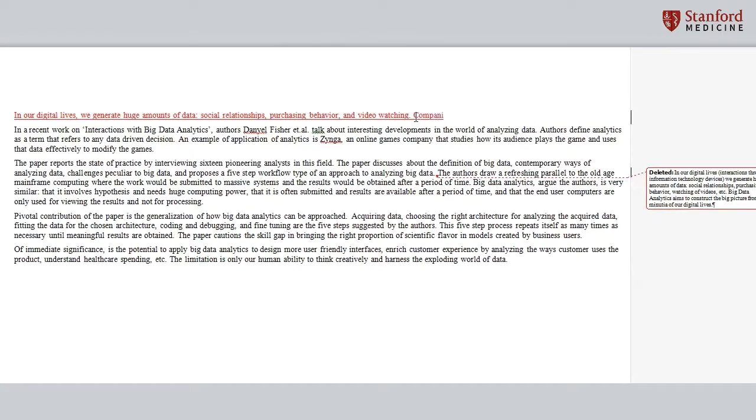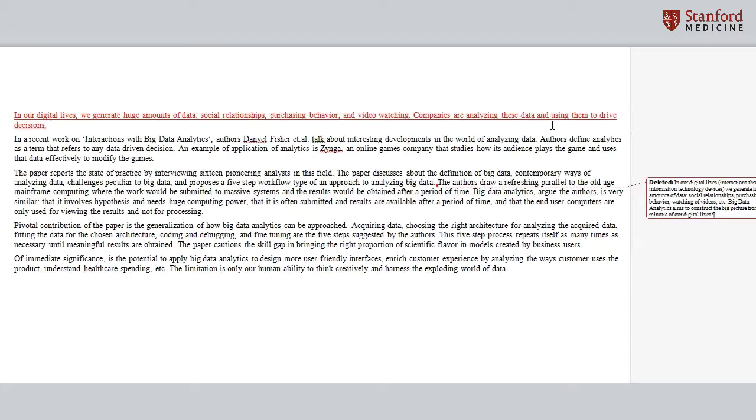So what if we just jumped in with, companies are analyzing these data, because we know this is about analyzing data. We get this down here in the world of analyzing data. And then what are the data being used for? Well, authors define analytics as a term that refers to any data-driven decision. So the data are being analyzed in order to drive decisions. So let's just say that companies are analyzing these data and using them to drive decisions. And now we've defined, essentially, big data analytics. So now we can put that at the end, a practice called big data analytics. So in case the reader doesn't know what we mean by big data analytics, we've now defined it.